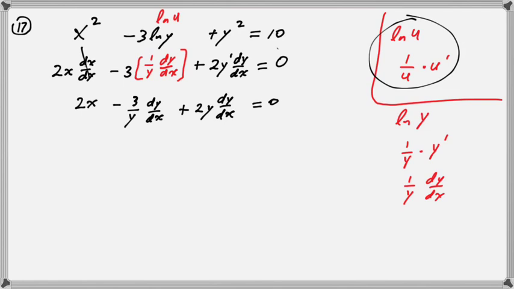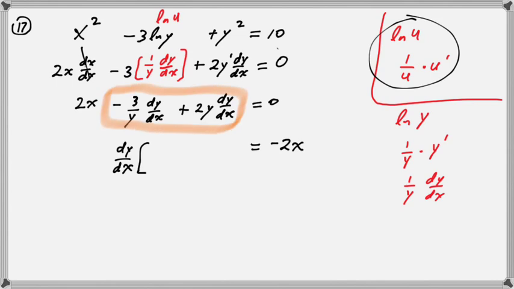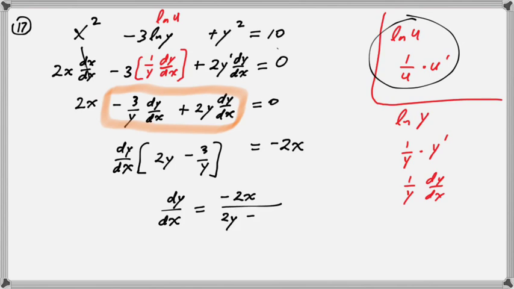Okay, if I move the 2x to the other side, it'd be a negative 2x, right? Can you factor dy/dx out of these two right here? If you take it out, would you have 2y minus 3 over y? 2y minus 3 over y. Finally, you want to divide, right? So you have negative 2x divided by 2y minus 3 over y.